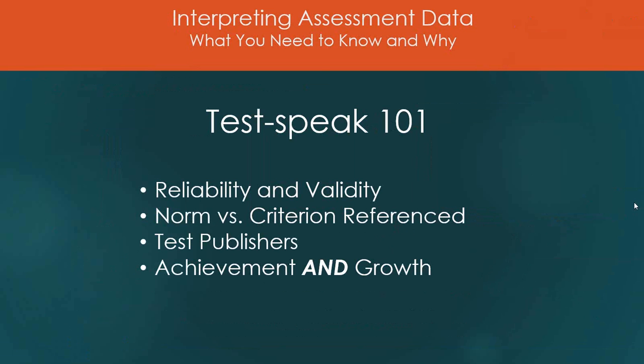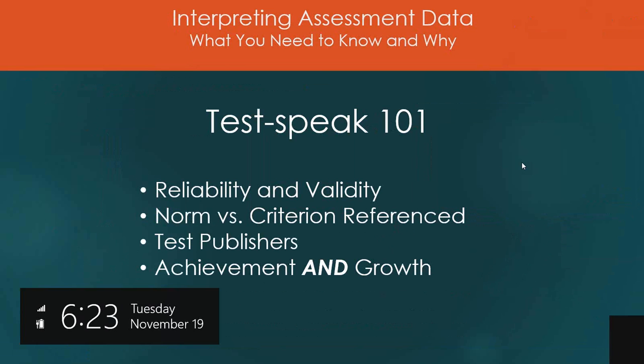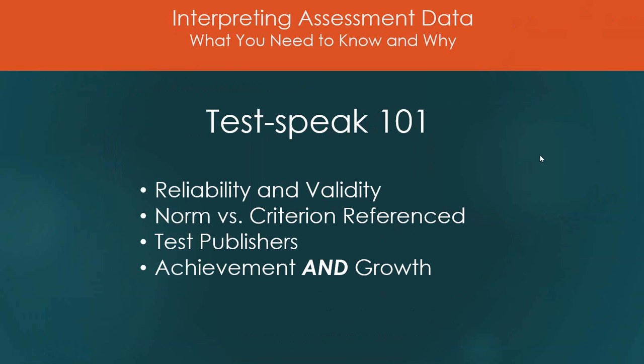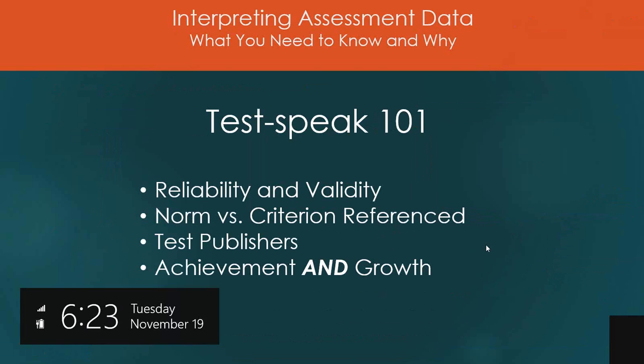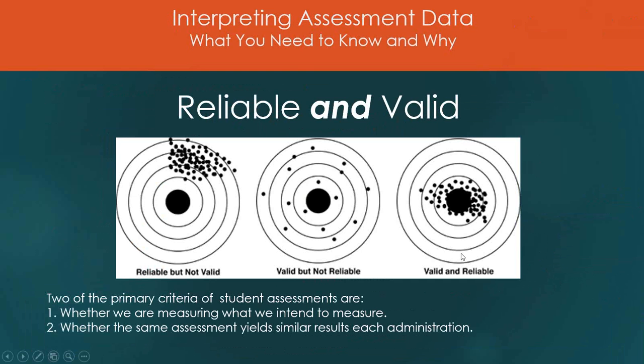So moving right along, as I mentioned at the beginning, you don't have to become experts, but there is a little bit of test speak that's important for board members to have in their toolkit. I've picked out these 4 things. I think you could probably pick out a few more, but reliability and validity, norm versus criterion reference tests, test publishers information, and the achievement and growth concepts. So with that, let's jump right to the first one, which is reliability and validity.